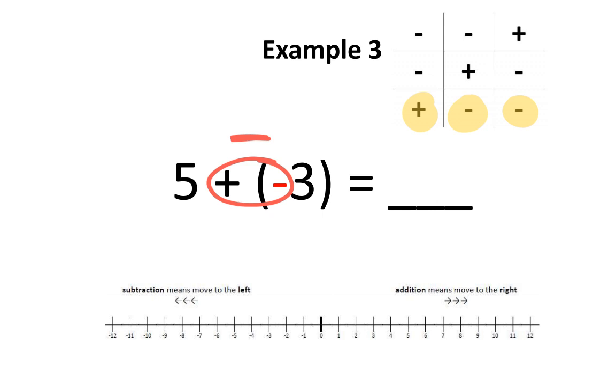So using our number line, we're going to start at the number 5, and we are going to subtract 3, which means we are going to move to the left 3 spaces. Therefore, 5 subtract 3 is 2.